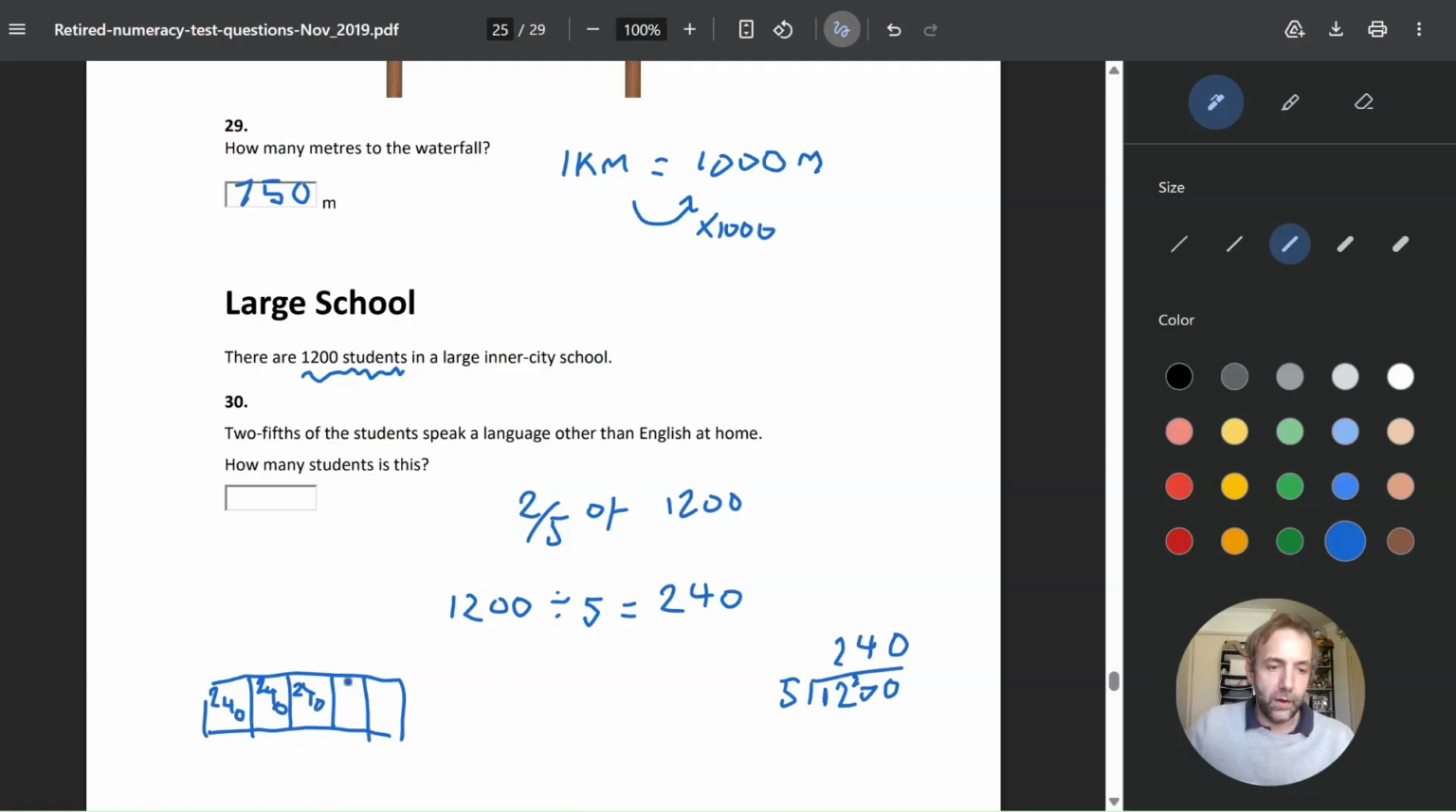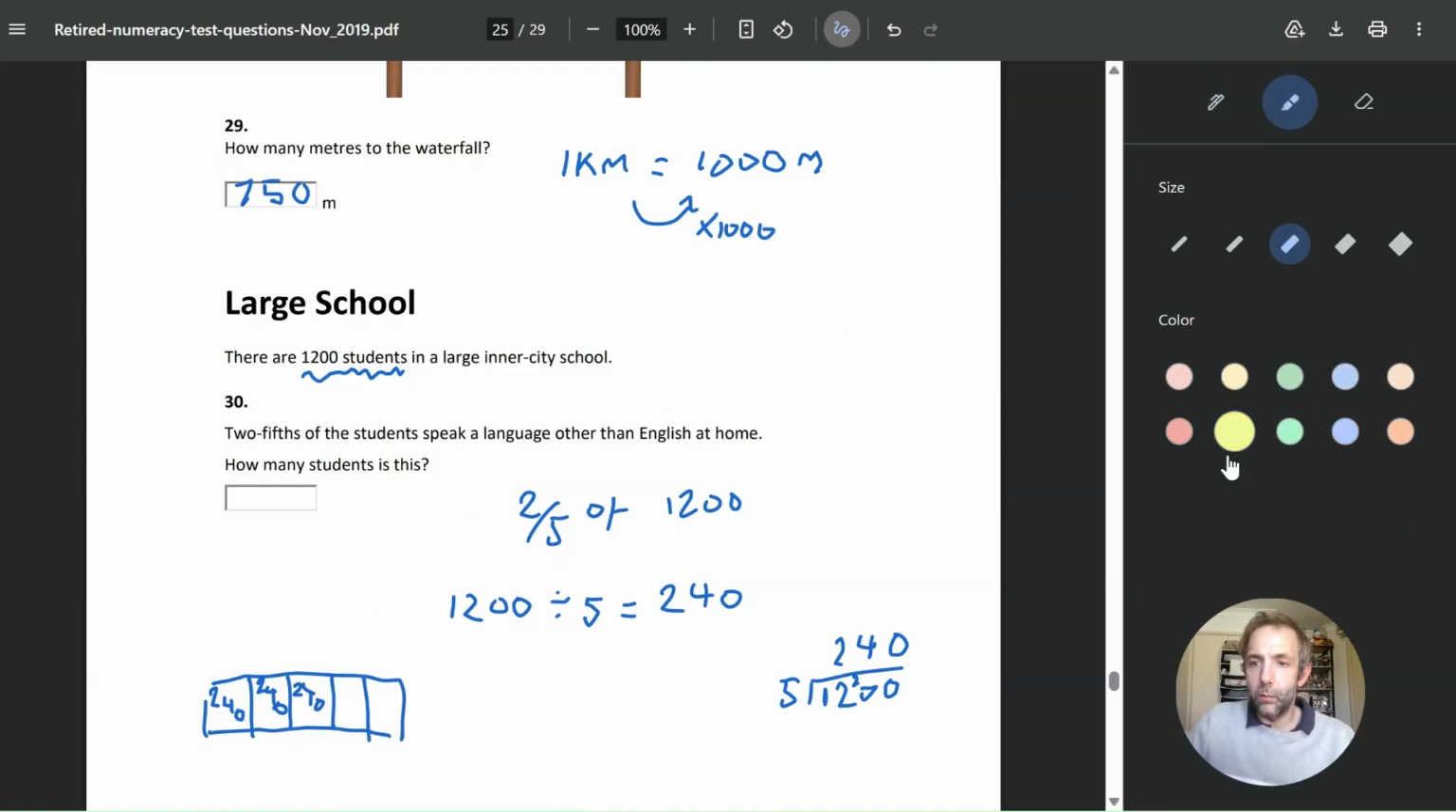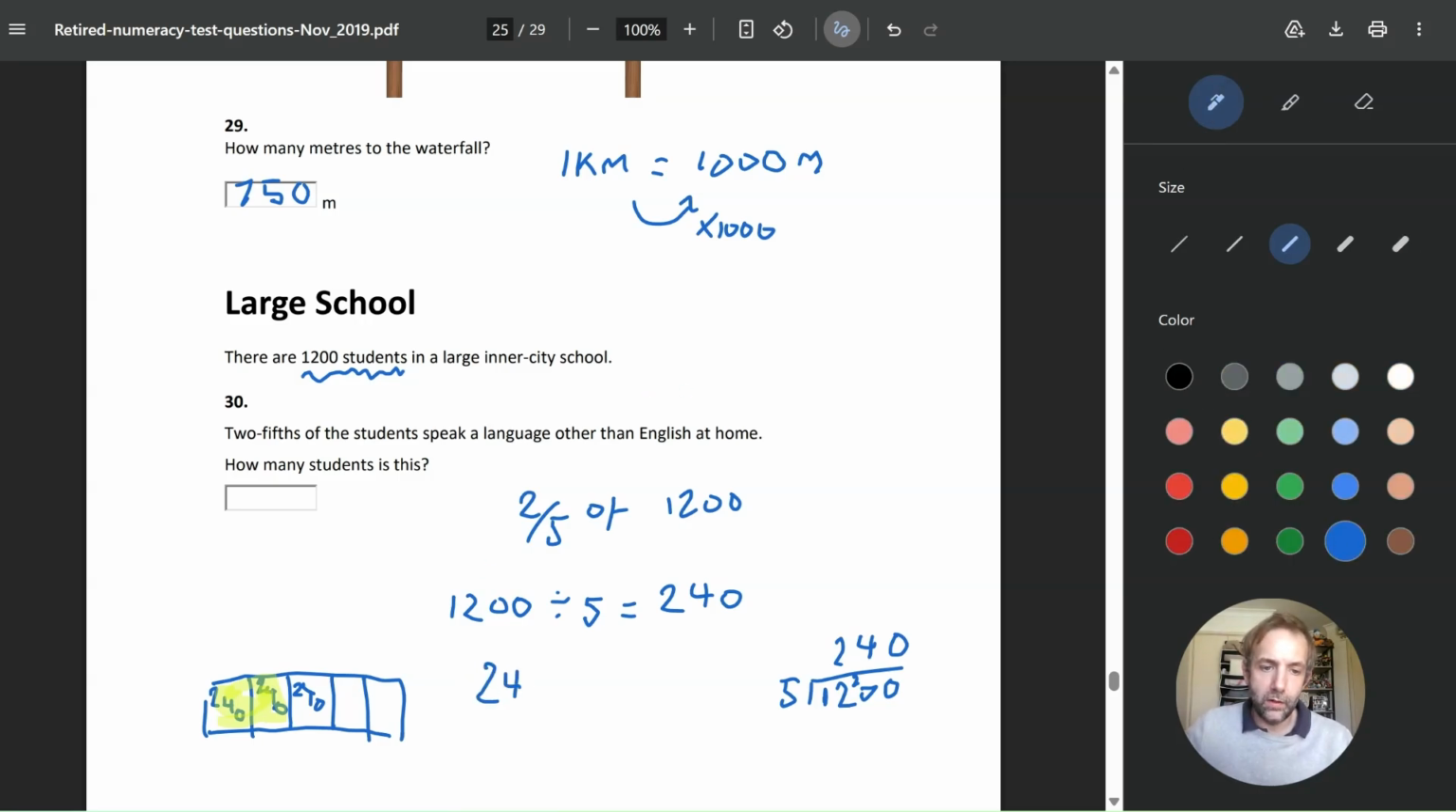So this is why I've done this diagram to try and help you out. But we want 2/5. So we want 2 of these. So what we need to do now is we need to do 240 times 2, and that will give us 480. But a shortcut for questions like this is if you remember to divide by the bottom, so divide by 5, and then multiply by the top, so then times 2, you'll get your answer. But hopefully that little visual down the bottom made it a bit clearer of why we do this as well.